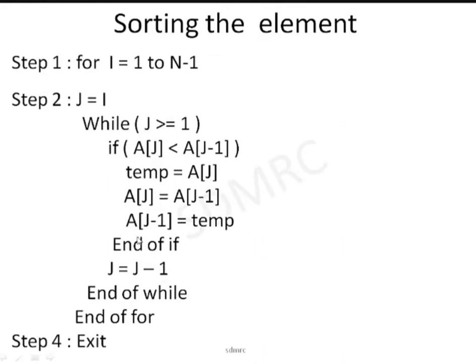See, I told you, in case you write j is equal to j minus 1, what is the effect? In case the condition is wrong, you are not getting inside of this and you are not decrementing the value, so it goes into an infinite loop. That's why it has to be written after end of if and before end of while. So while is closed using end of while and for is also closed using end of for. Step number 4 is it.